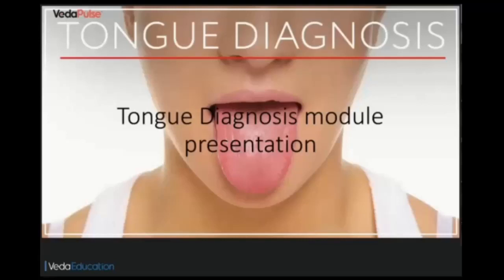I would like to start by saying a few words about our recent release, a new Vedapal software module. A lot of specialists have been asking for it for a long time, and finally we launched it. That is the TAN diagnosis module.